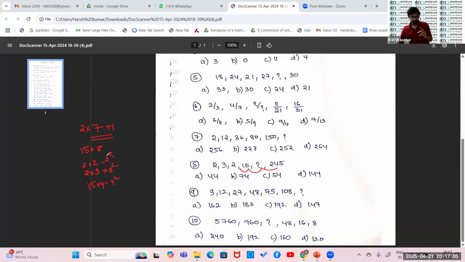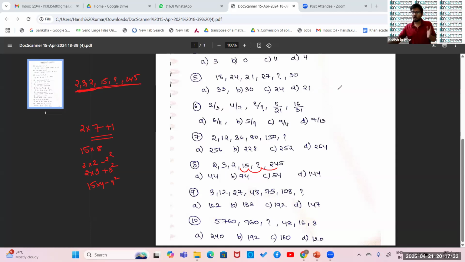Guys, look here. Very beautiful question. Okay. So 2, 3, 2, 15, question mark, 245. Right. So see, I sense that there is some weird logic that is happening here. 2, 3, 2. I don't want to go into that logic, right? I'll start from 15, question mark, 245, right?